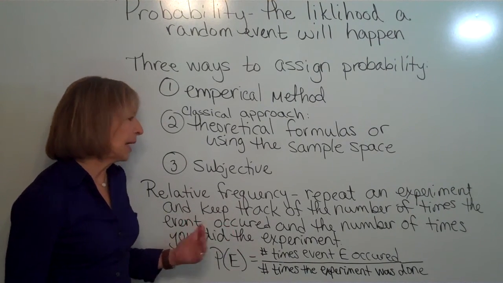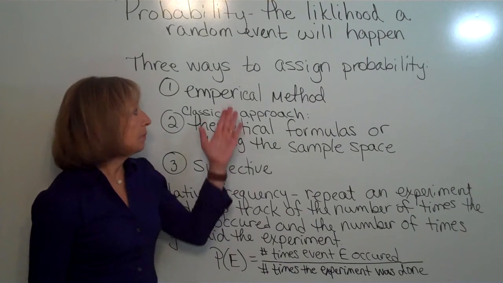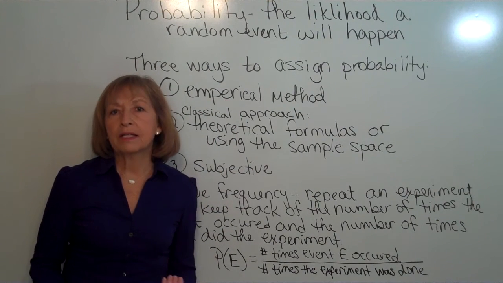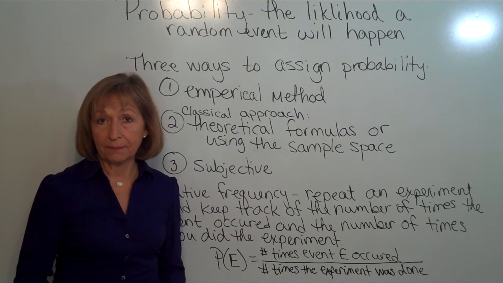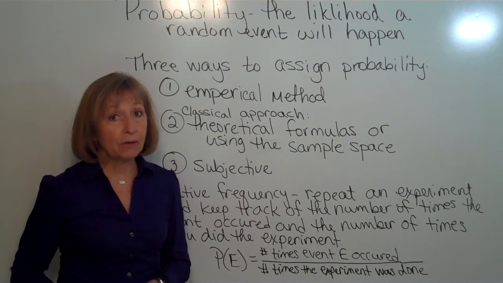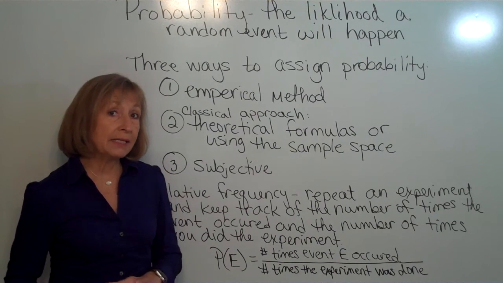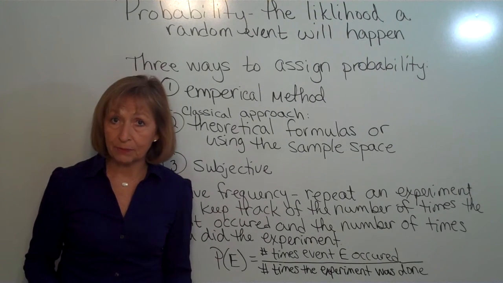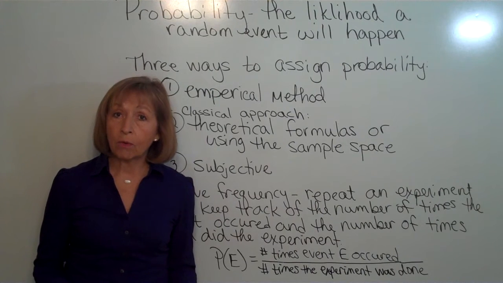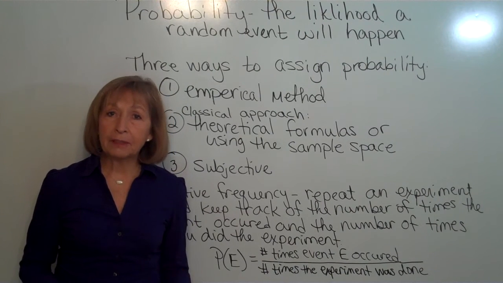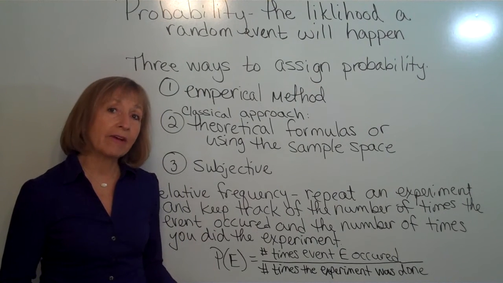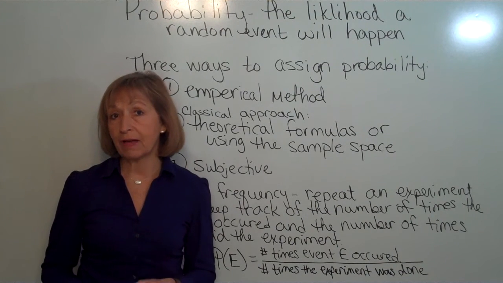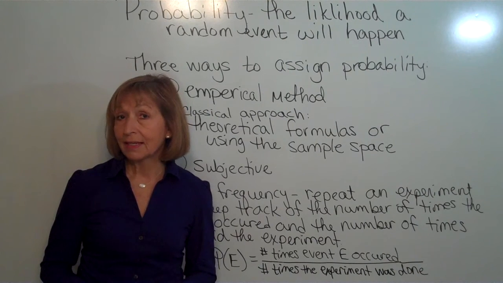So as one example with the relative frequency or the empirical method, let's say we wanted to assign a probability that we saw a heads when we flipped a coin. If I'm doing the empirical method, I want to repeat the experiment and see what happens. So I would take a coin and flip it a specific number of times, and I would keep track of how many times I saw heads out of how many times I flipped the coin.